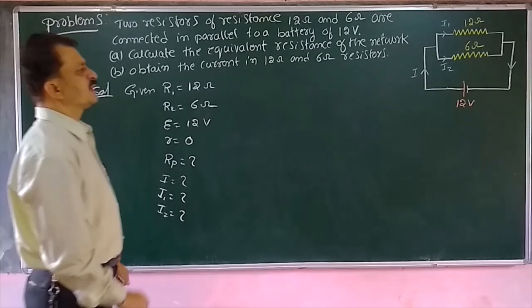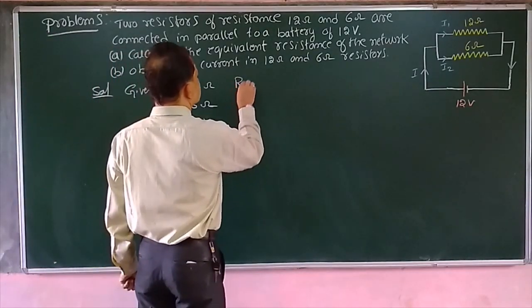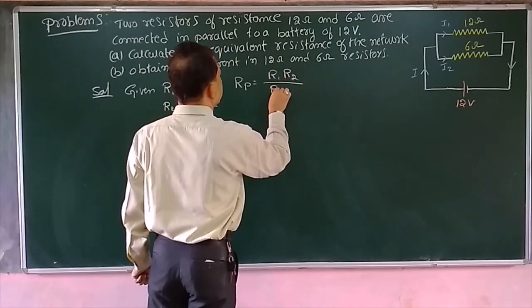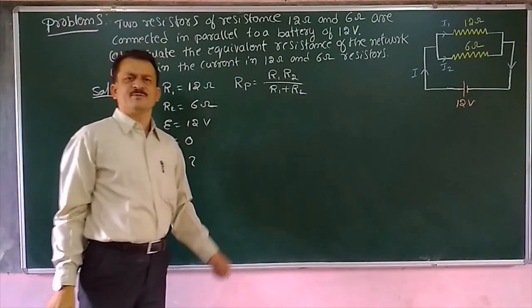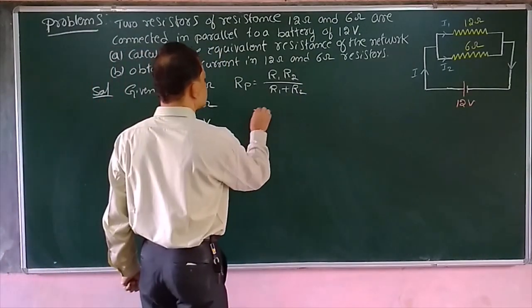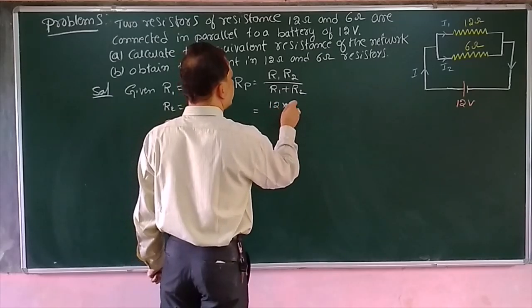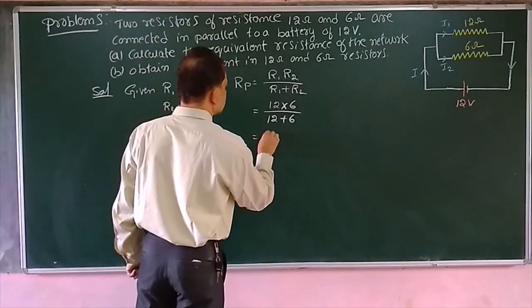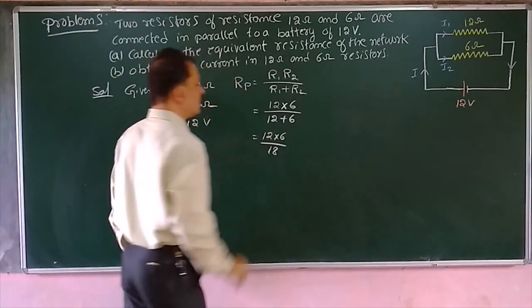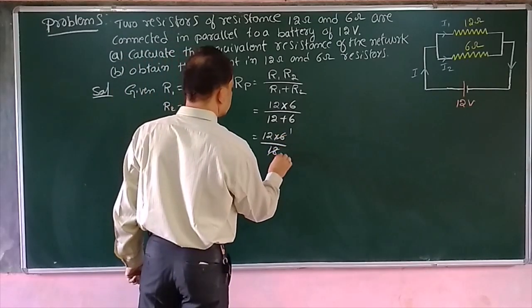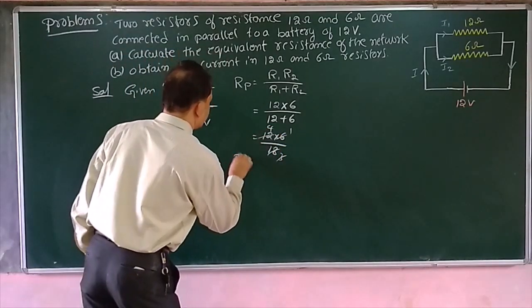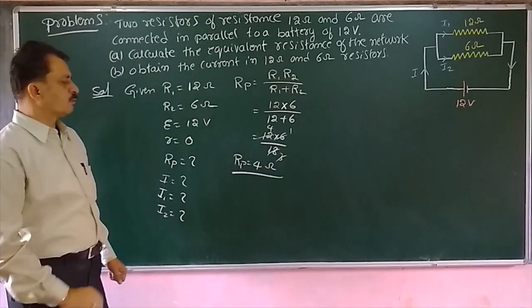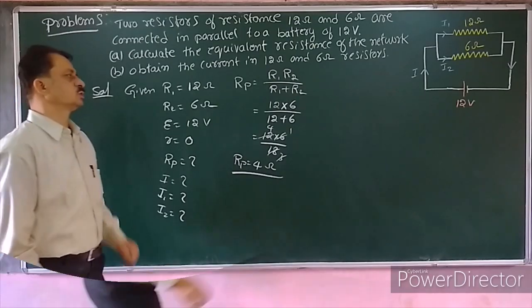Since the resistors are connected in parallel, the effective resistance in the parallel combination is simply R1 R2 divided by R1 plus R2. That is the formula we are using. Just substitute and simplify. It is 12 into 6 divided by 12 plus 6, that is 12 into 6 divided by 18. Therefore Rp is equal to 4 ohms. The equivalent resistance is 4 ohms.